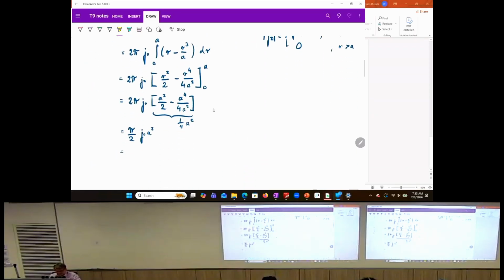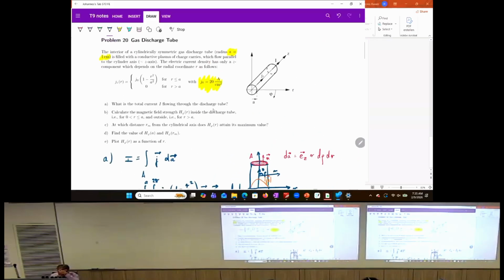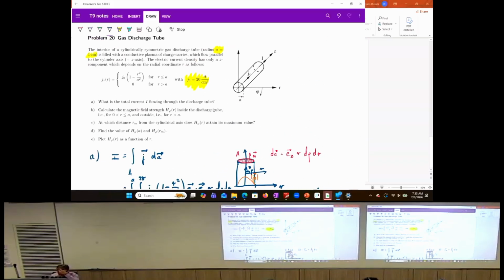And so you obtain pi over 2 times 20 ampere per square centimeter times 1 centimeter squared. And then you obtain 31.4 ampere. The next question was B, calculate the magnetic field strength inside the discharge tube.